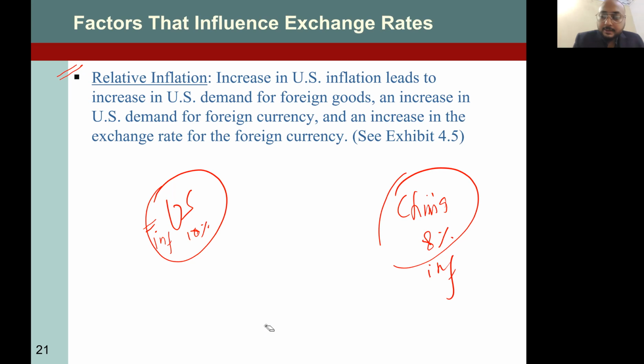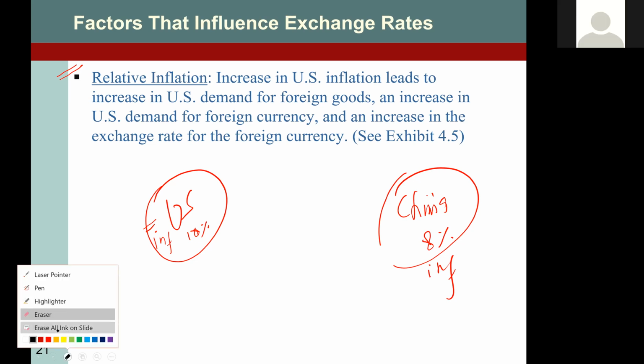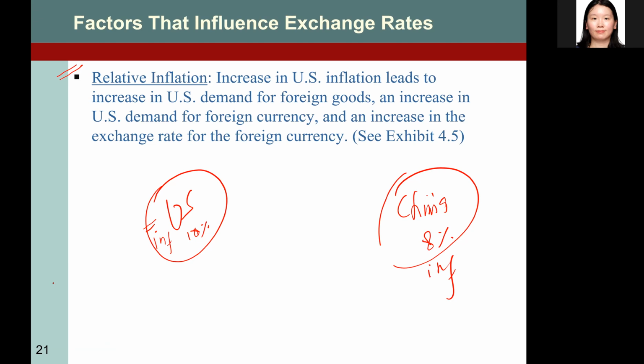So are we clear regarding the meaning of relative inflation? Tiffany, Oliver? Yes. Good. Okay, so let's read that. Relative inflation, increase in US inflation. Put a mark here. You are here. An increase in US inflation means that US people have more dollars, more money at the moment. The money supply in the country has increased.